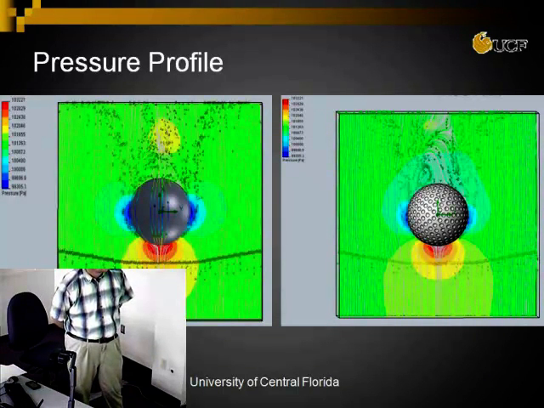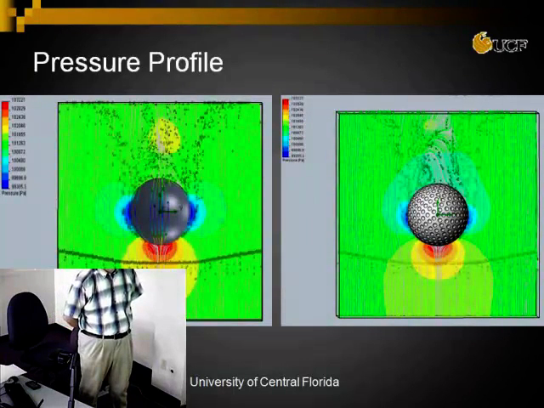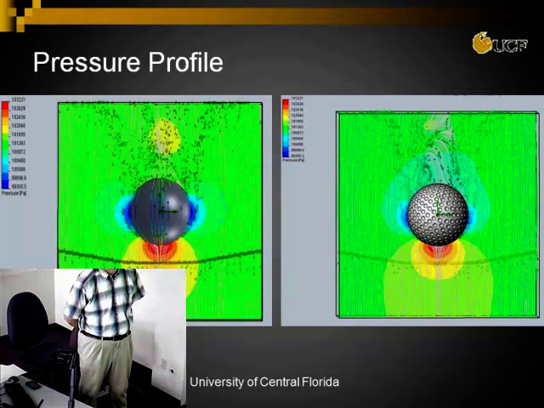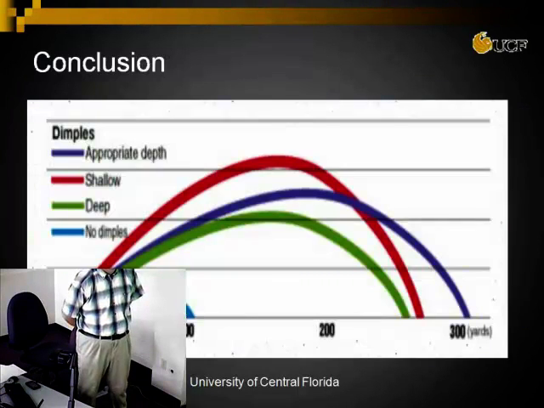And the reason why you want those closer pressures is because when you have a negative pressure in the back, we all know that creates suction. And that's that extra drag that causes the smooth sphere to travel slower. Therefore, that's why the actual golf ball, the dimple sphere, is able to travel farther.